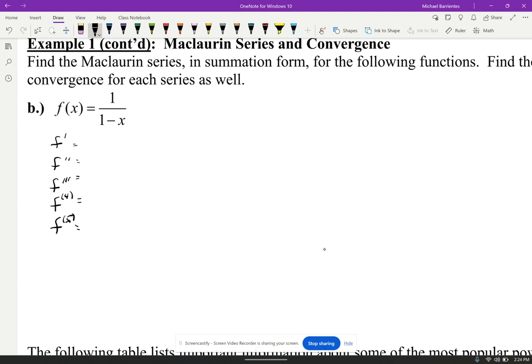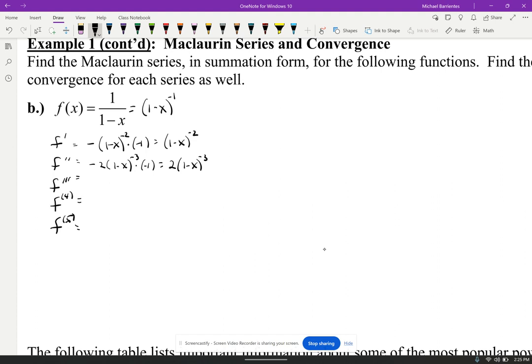The derivative of 1 over 1 minus x, well, it might be helpful if I write it like this, and then I can take the derivative. So that'll be negative, using the chain rule, times the derivative of the inside, which is negative 1, which is positive 1 minus x to the negative 2. Okay, and then I take the derivative again, using the chain rule. Negative 2 times 1 minus x to the negative 3 times negative 1, because I'm taking the derivative of the inside, and then that's going to be 2 times 1 minus x to the negative 3.